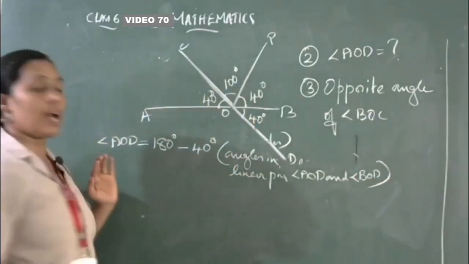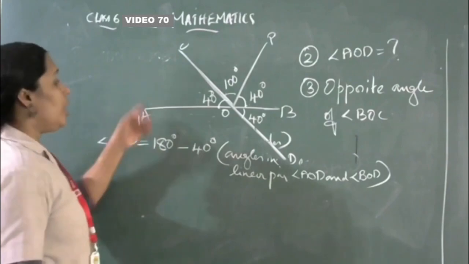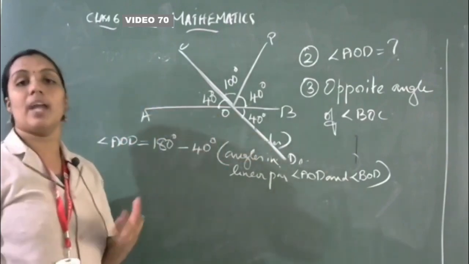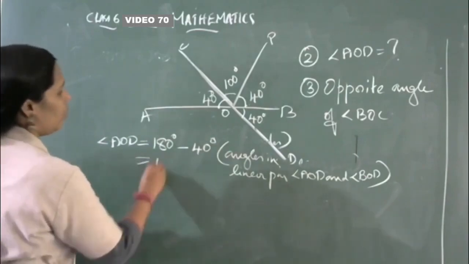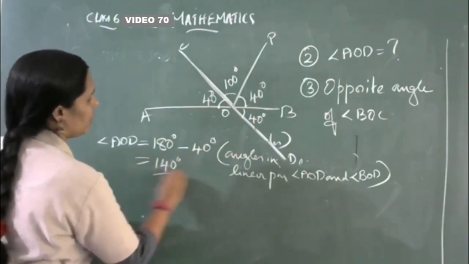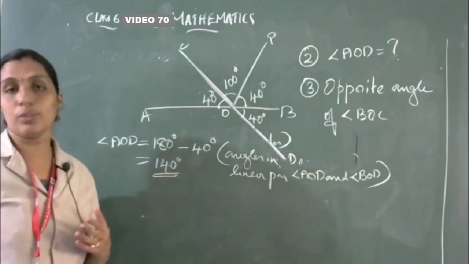These two angles are angles in a linear pair. That is why, in order to get the measure of angle AOD, we have to subtract 40 from 180. So, we will get 140 degrees. This is the second question's answer.